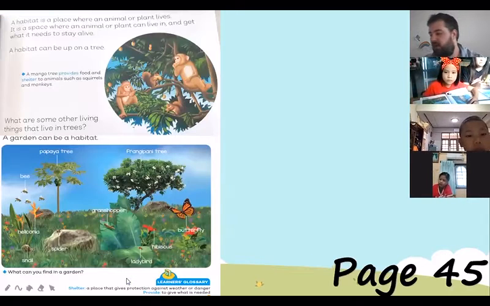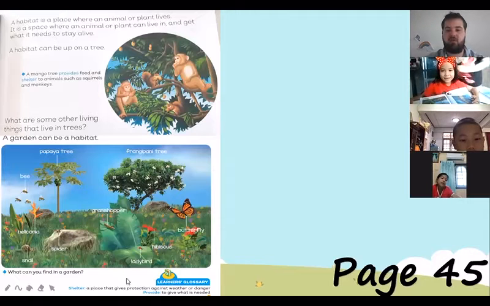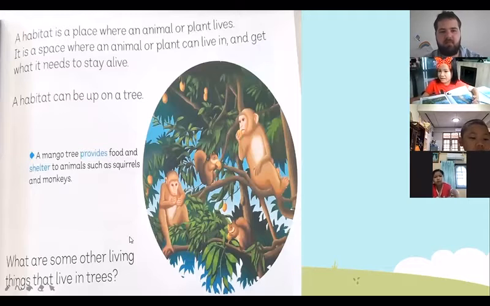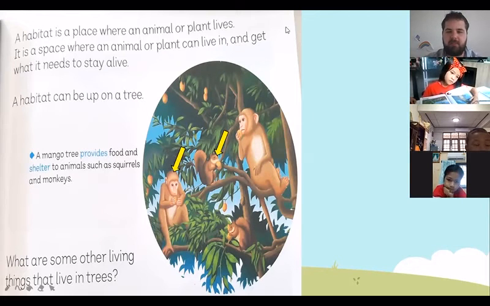Next, let's go to page 45. You can have a look at page 45. We have two habitats on page 45. Wow! So our first one over here, this is our tree habitat. So this is a mango tree. And in our mango tree, we have a squirrel and a monkey. Very good. And this is a tree habitat.